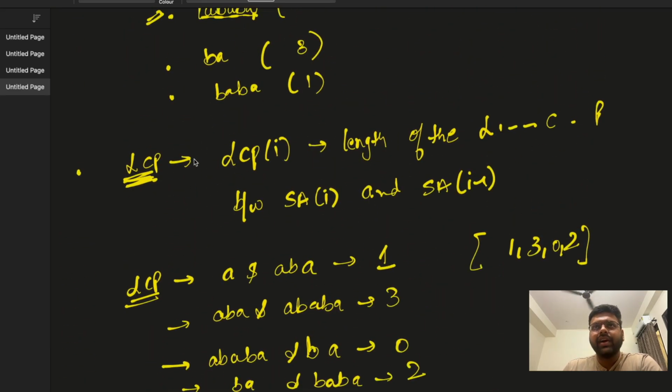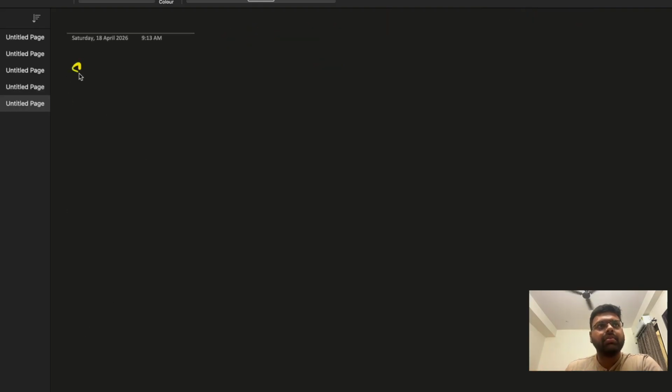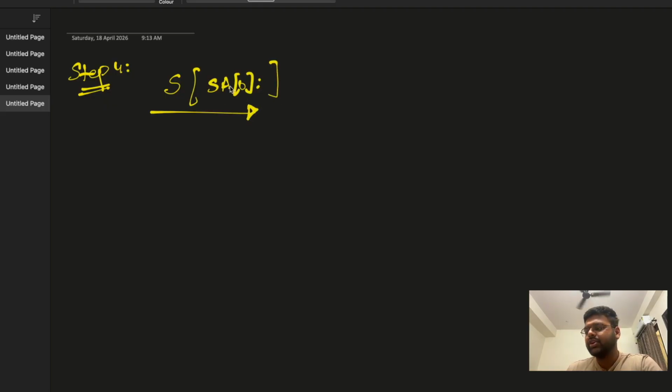Now we have actually learned what the suffix array is and what the LCP is. Now the question arises: how do we actually calculate the total number of substrings? Okay, now let's move to the next step. Let's understand how we actually calculate all of the possible substrings. Now if I consider a particular suffix, I'm actually talking about the suffix string.